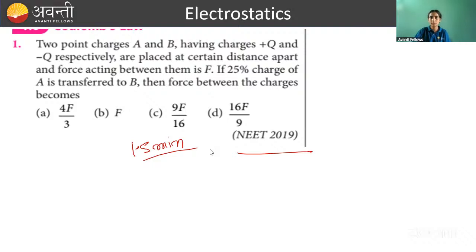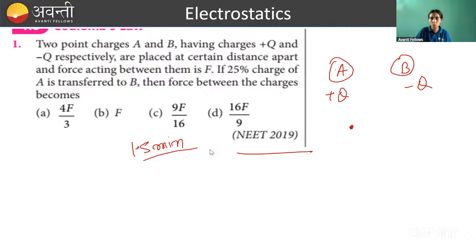Let's see. So what is the question? There are 2 point charges A and B. A is having plus Q charge and B is having minus Q charge. And they are placed at a certain distance apart and force acting between them is F. So always remember Coulomb's law is only applicable for point charges, charges which have no dimension basically.